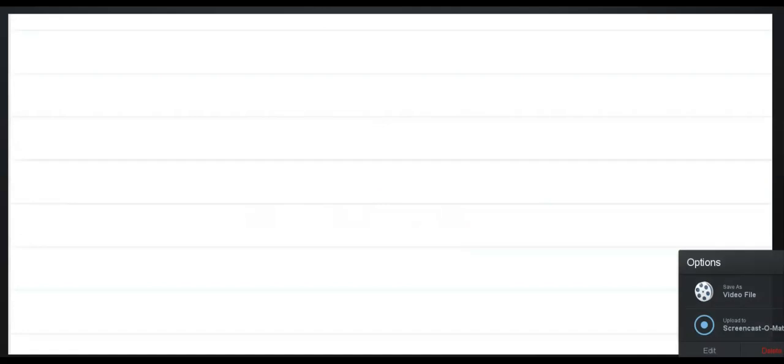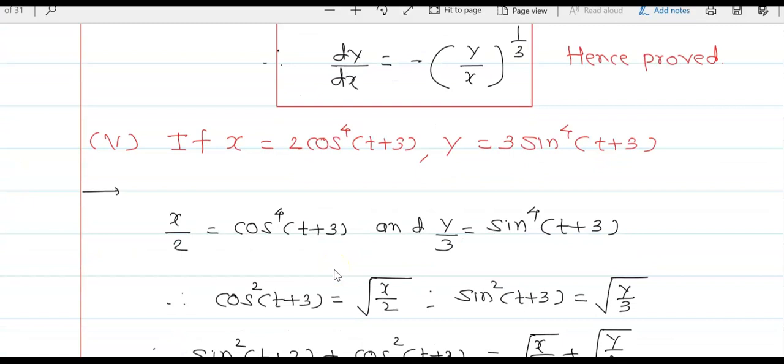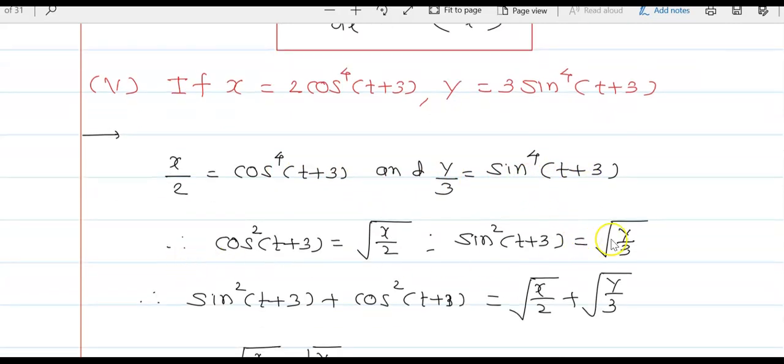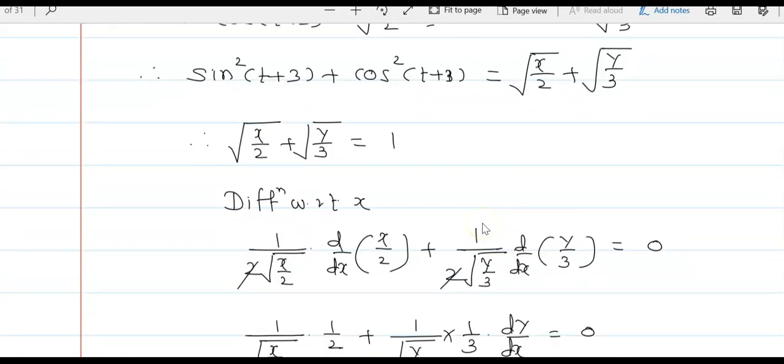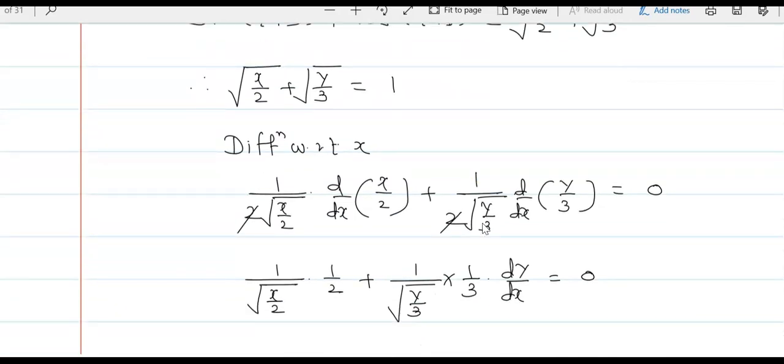Hence proved. Now see this again here. x upon 2, y upon 3, cos raised to 4t plus 3, sin raised to 4t plus 3. Take their square root, add them. Then you will get root of x upon 2 plus root of y upon 3 is equal to 1. And now differentiate it. Then you will get 1 upon 2 root of x upon 2.